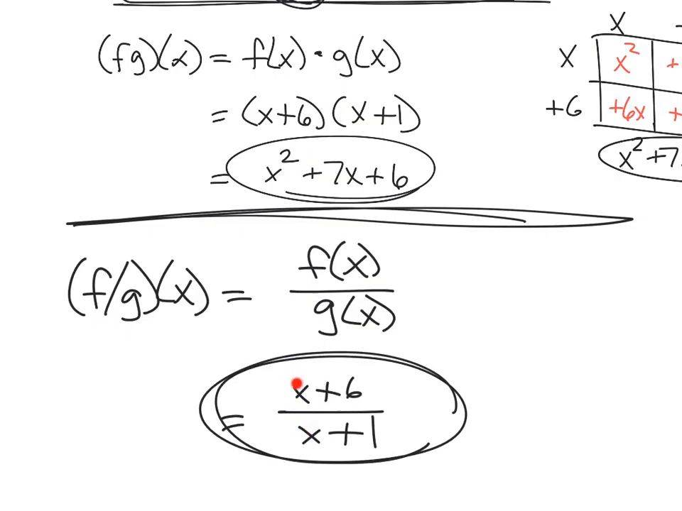A lot of students want to try and cancel out the x's, but you're not allowed to do that because this is a whole number right here. X plus 6 is a number. You can't just cross off half a number or something like that.